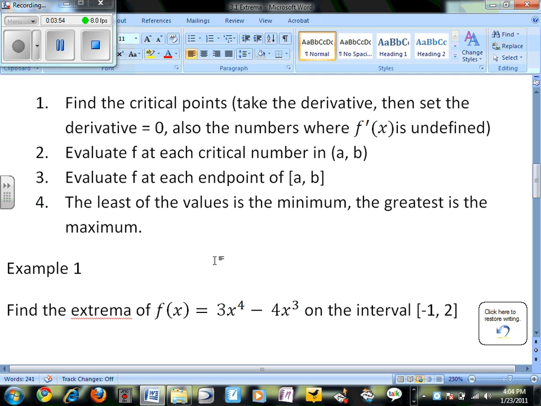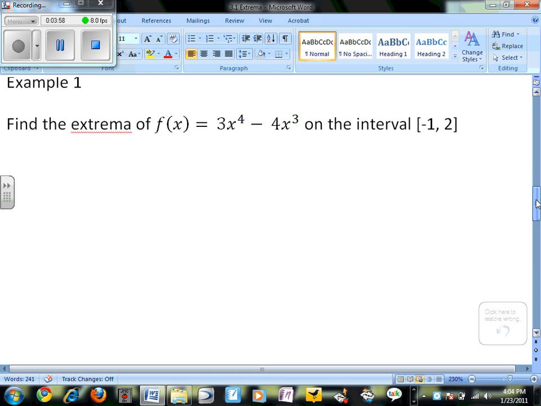All right. So here we go. Here's an example. I have 2 of them for you today. It says find the extrema of 3x to the 4th minus 4x cubed on the interval from -1 to 2.